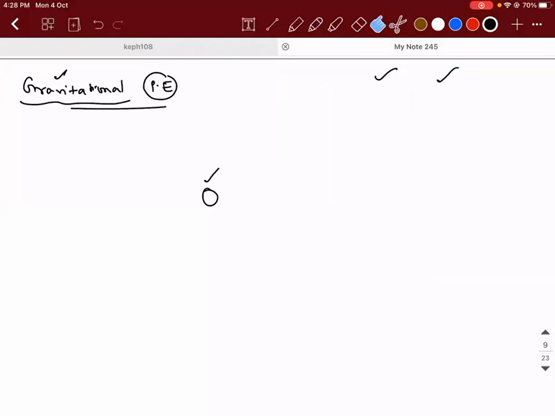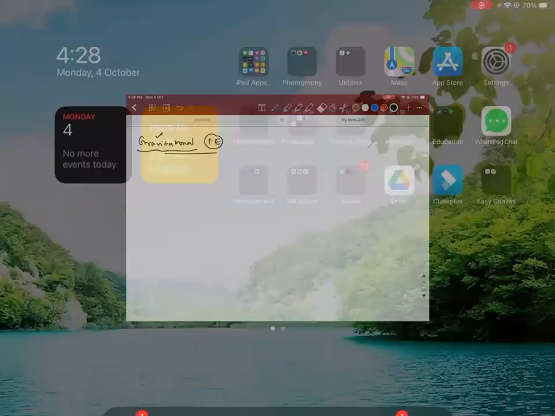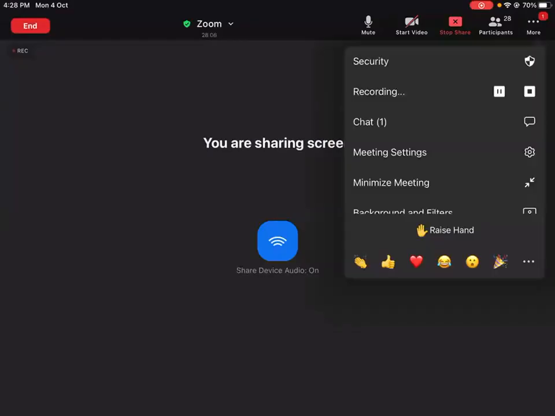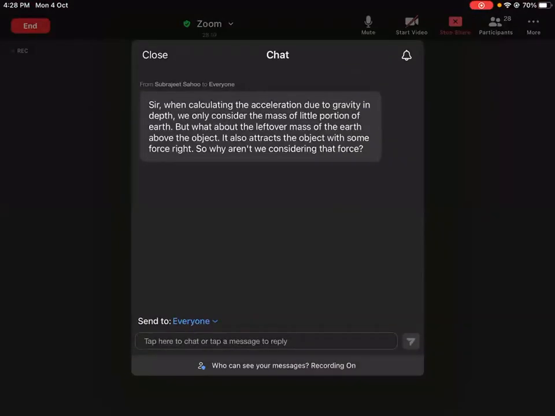Sir, Suprajit has asked us a question in the chat box. Sir, when calculating the acceleration due to gravity in depth, we consider only the mass of the little portion of Earth. But what about the leftover mass of the Earth above the object? It also attracts the object with some force, right? So why aren't we considering it?